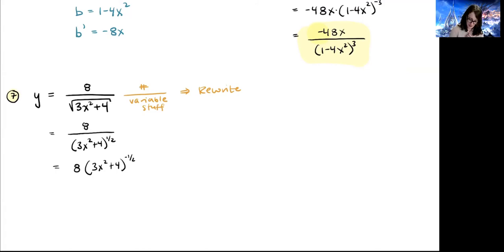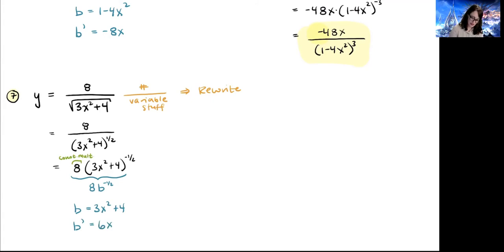So let's see, we've got this 8 here. This is a constant multiple. All right, then this whole thing looks like 8 times some stuff, b to the negative 1/2 power, where of course b is 3x squared plus 4. We're going to need the derivative of that, b prime, and that is 6x to the first.